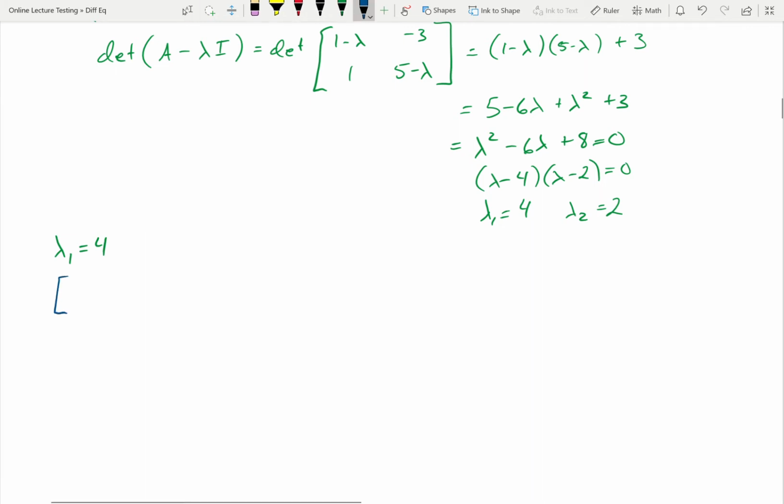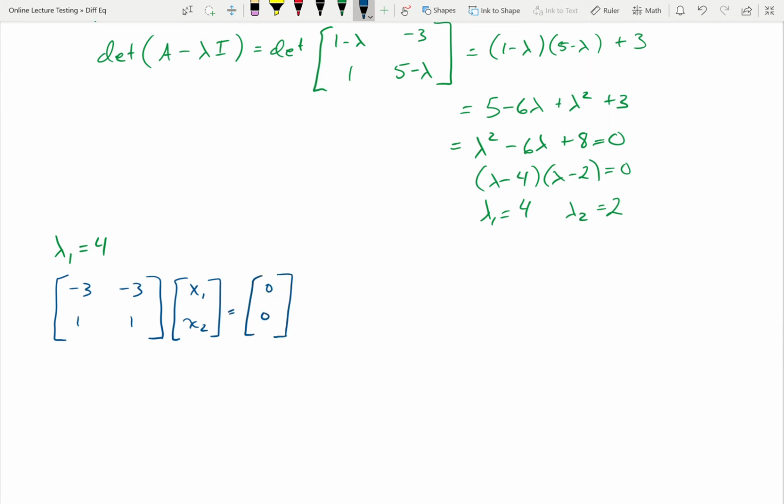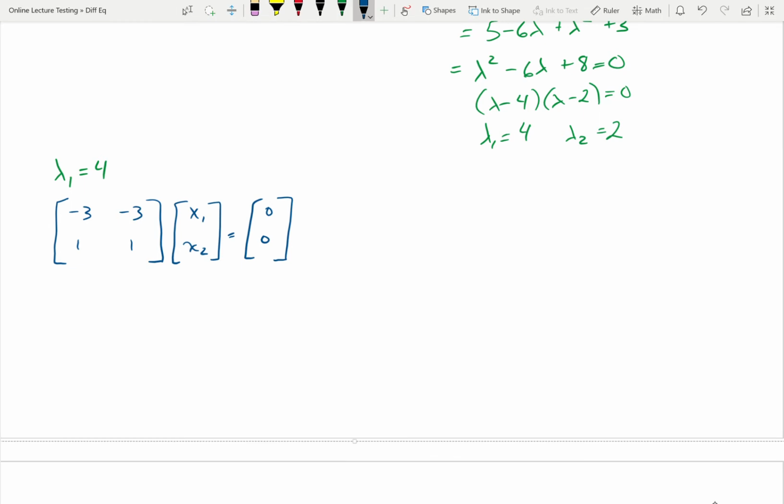So when we plug 4 into our matrix of A minus lambda I, we are going to get negative 3, 1, 1, multiplied by our vector x1, x2 is equal to 0, 0. All right, so when we solve this, we are going to get negative 3x1 minus 3x2 is equal to 0. Or if we solve for that, we are going to get negative x1 is equal to x2. All right, so that means for any x where we don't choose x to equal 0, we can form a non-trivial vector.